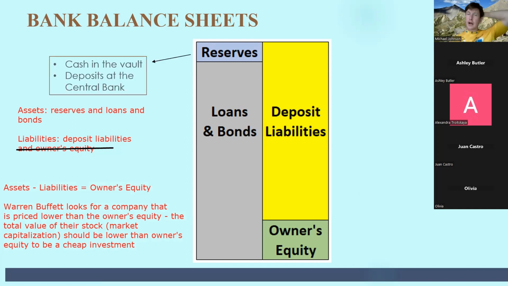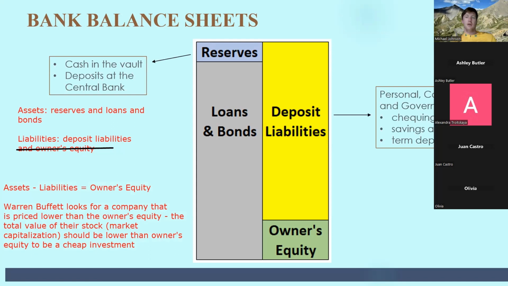So reserves are cash in the vault and deposits at the central bank. Deposit liabilities are personal, corporate, and government checking accounts, savings accounts, and term deposits.